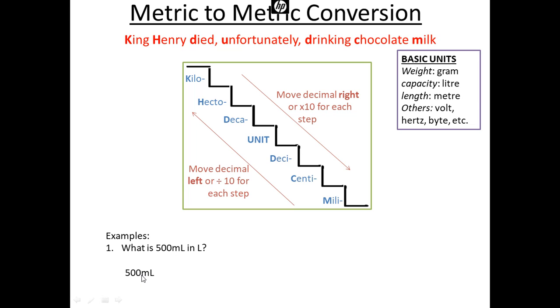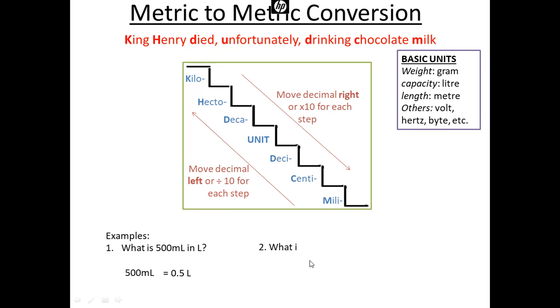So if I move my decimal spot 3 steps to the left, I would be going here, here, and here, meaning my decimal spot is now before the 5. So 500 milliliters is equal to 0.5 liters.